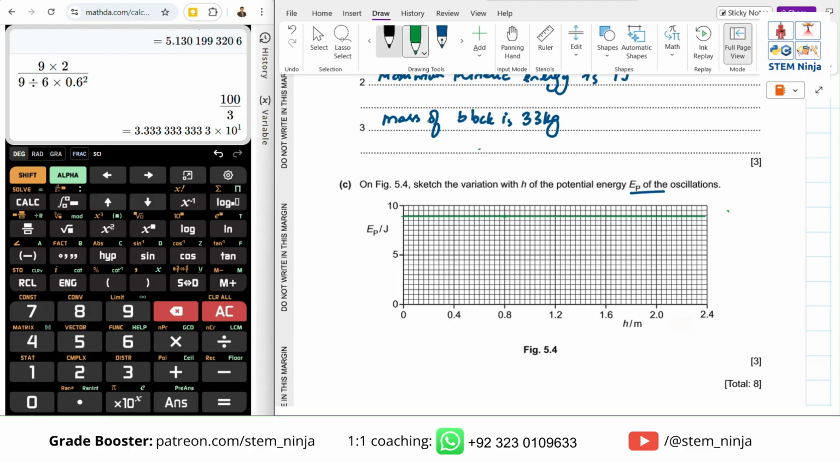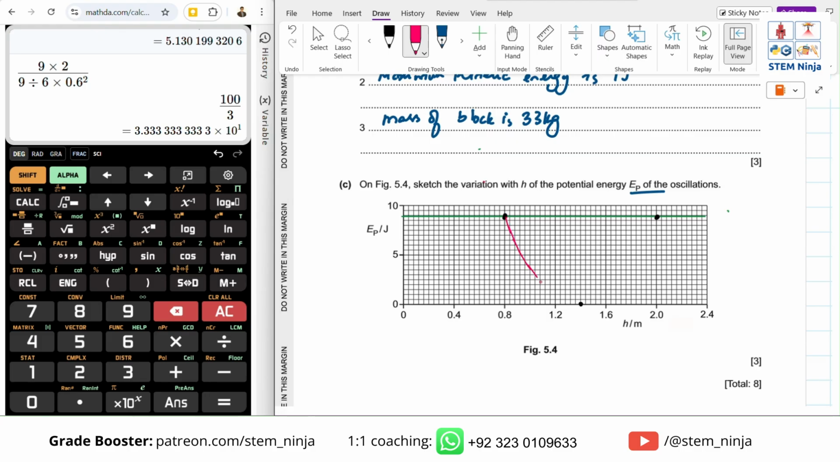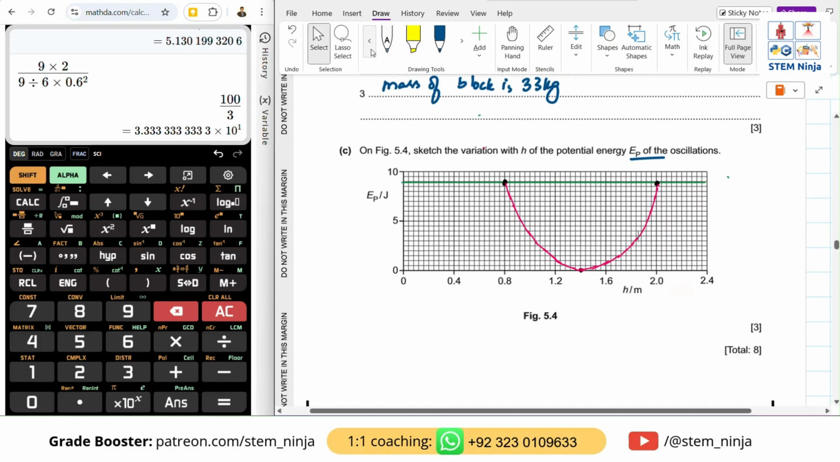From 0.8, that was 2. Sorry, 0.8 to 0.6 is 1.4, and then at 1.4 that would be 0. So the curve would be going like this. And that's it. Okay, moving on. You don't actually need this green line, but that's it. All right, so moving on.